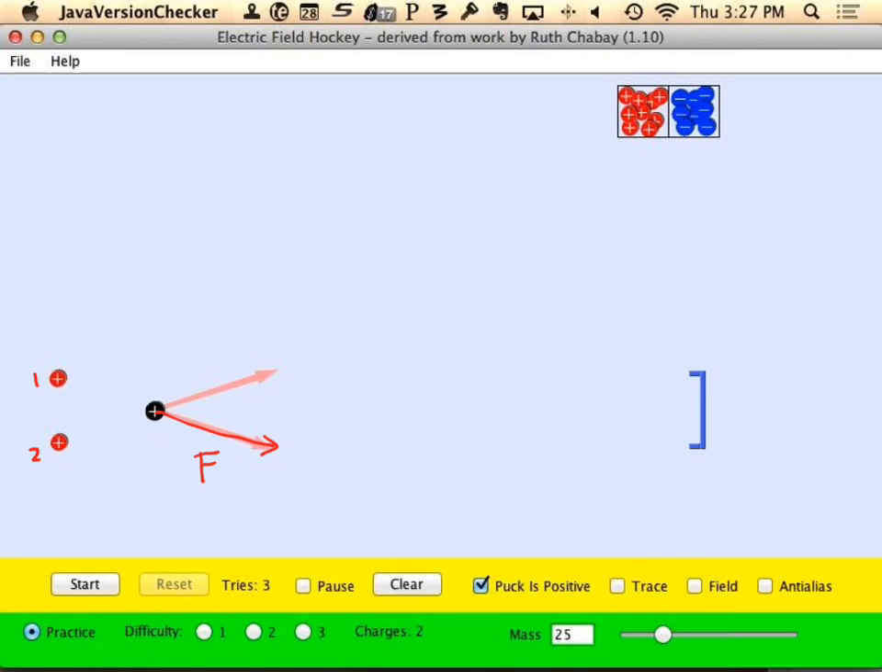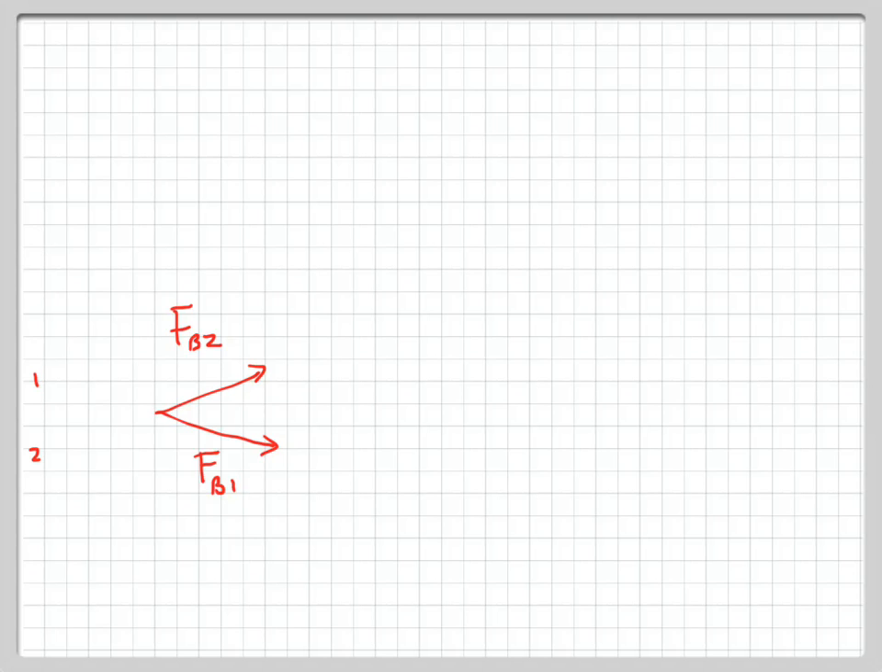You'll have a force on the black by 1 in this direction, and then you'll have a force on the black by 2 in this direction. And then, of course, we're going to have to go back to what we have used in the past and do vector addition. So you can kind of see here that this first force has maybe a component in this direction and a component in this direction. The second force has a component in this direction and a component in this direction. And the net force is going to be the vector sum of those two, which is going to be a vector that kind of points off in this direction, our F net.